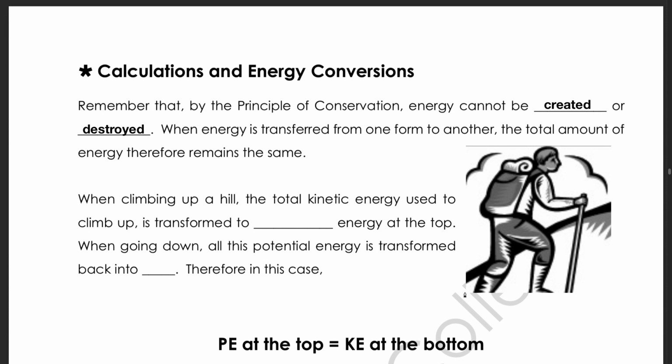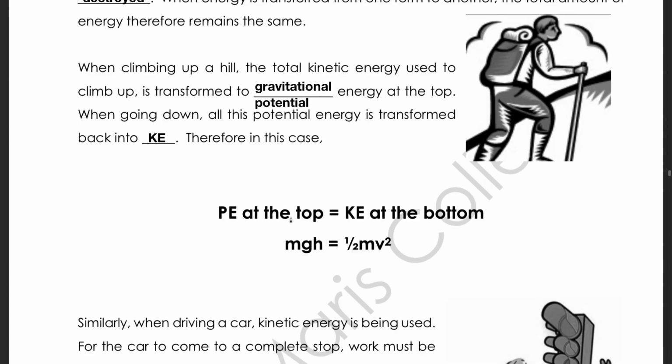When climbing up a hill, the total kinetic energy used to climb up is transformed to gravitational potential energy. We can also write it as GPE. When going down, all this potential energy is transformed back into KE. Therefore, in this case, the potential energy at the top has to be equal to the kinetic energy at the bottom. Since we said that energy cannot be created or destroyed, all the potential energy that he must have at the top, all of it has to be turned into kinetic energy as he moves down.